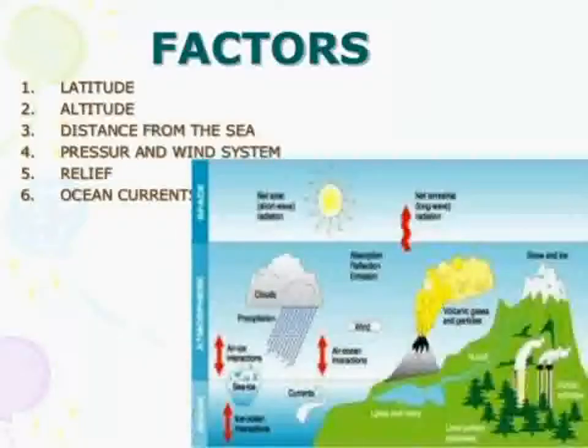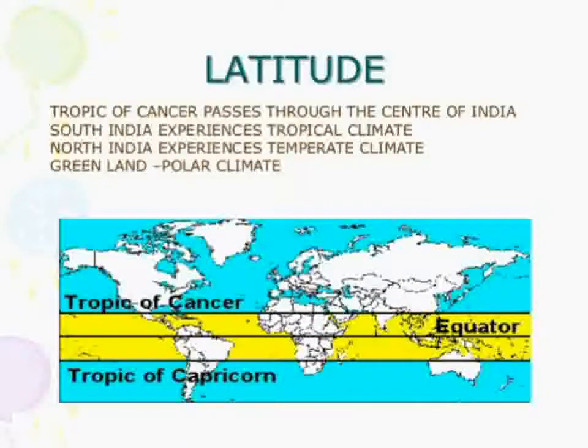Now factors that determine the climate of India. The factors that determine the climate of India are number 1, location. Number 2, latitude. Number 3, pressure and winds. Number 4, distance from the sea. Number 5, ocean currents. Number 6, physiography or relief. Now, number 1, latitude.